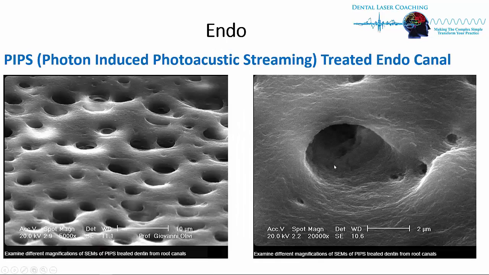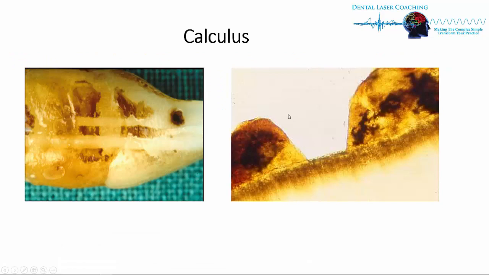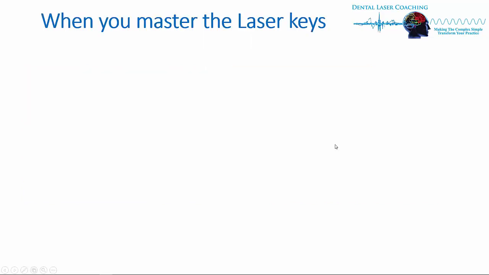Some new things coming out, PIPS, photo-induced photoacoustic streaming for endo canals. We can go in now non-contact using this photoacoustic effect, and look at this. This is at 10 and at 2 microns. Just look at how beautiful that is. And now in the future, remember I talked about that frequency doubled Alexandrite, which is not available yet, but look at how that's selective to the calculus and doesn't do anything to the tooth surface. So amazing technology, and when you master it, it truly can be amazing for you.